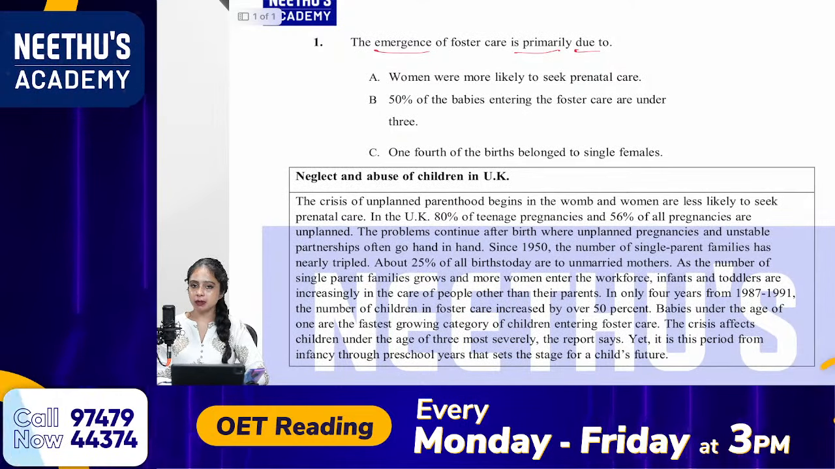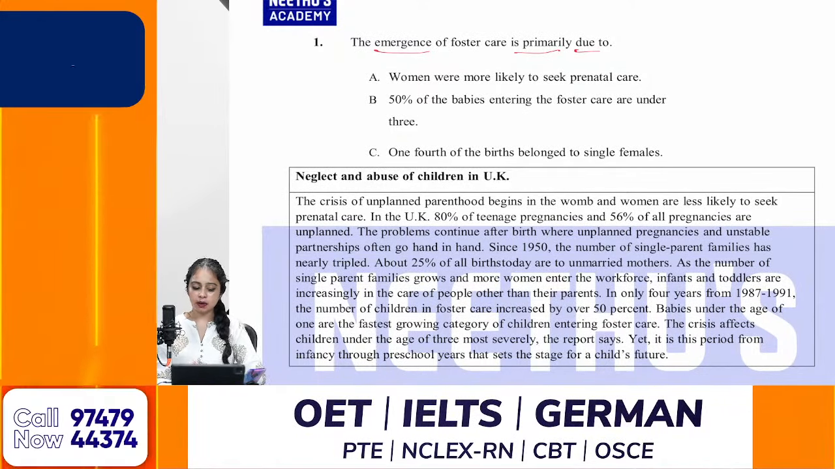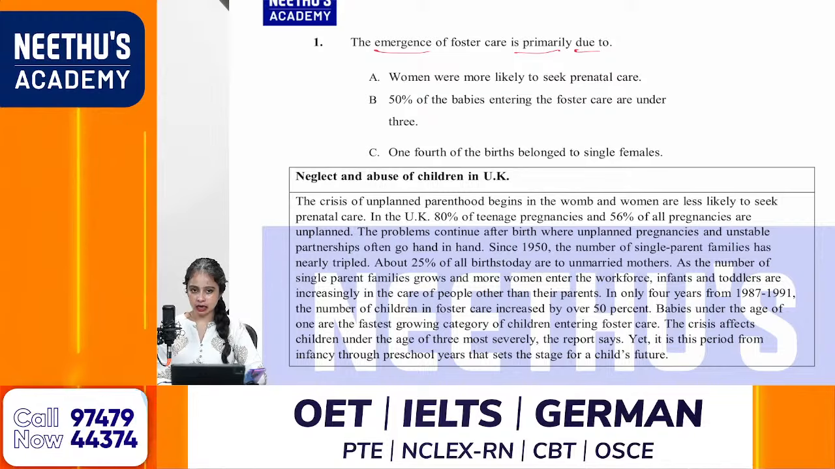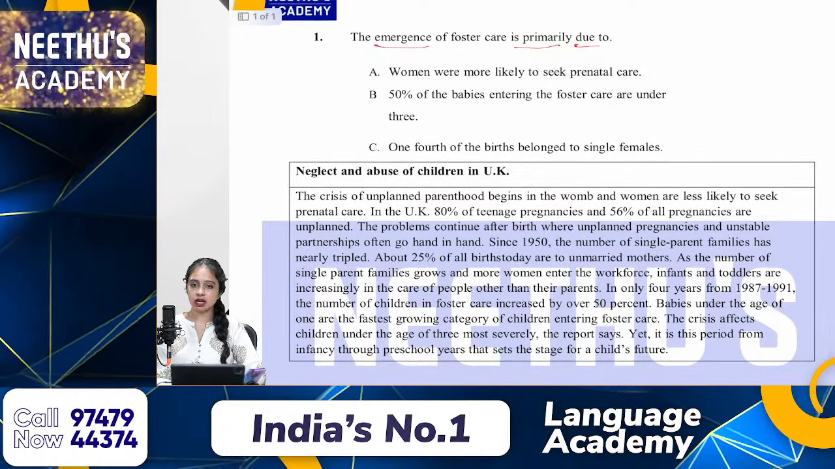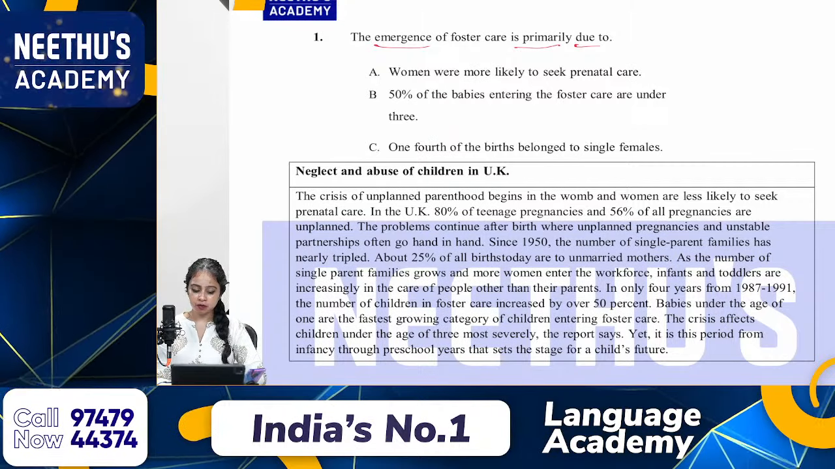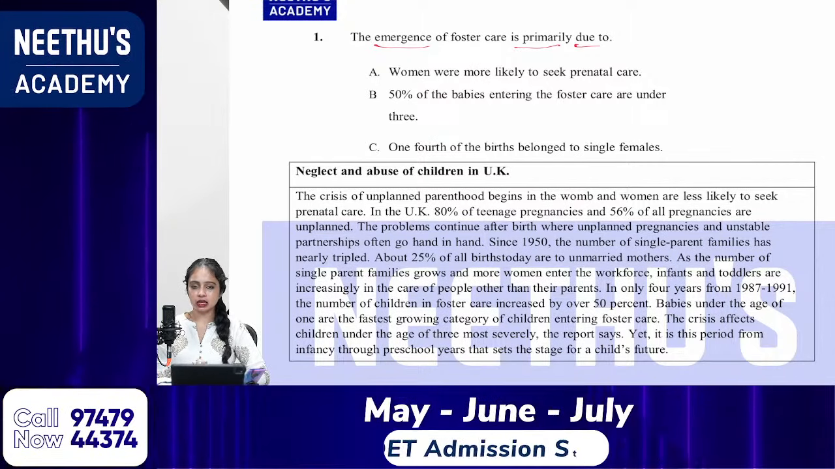So what are the options mentioned? Option A, women were more likely to seek prenatal care. Option B, 50% of the babies entering the foster care are under age 3. And option C, 1/4 of the births belong to single females.